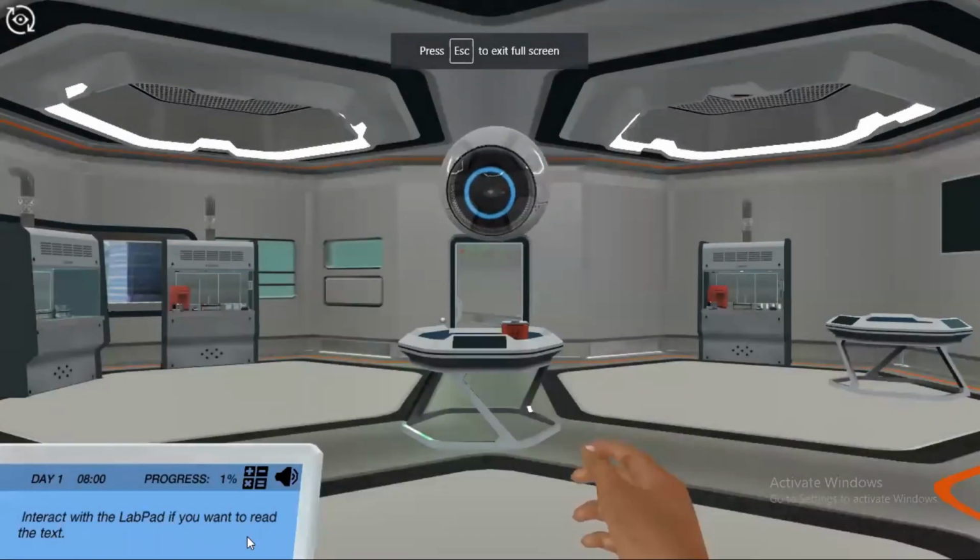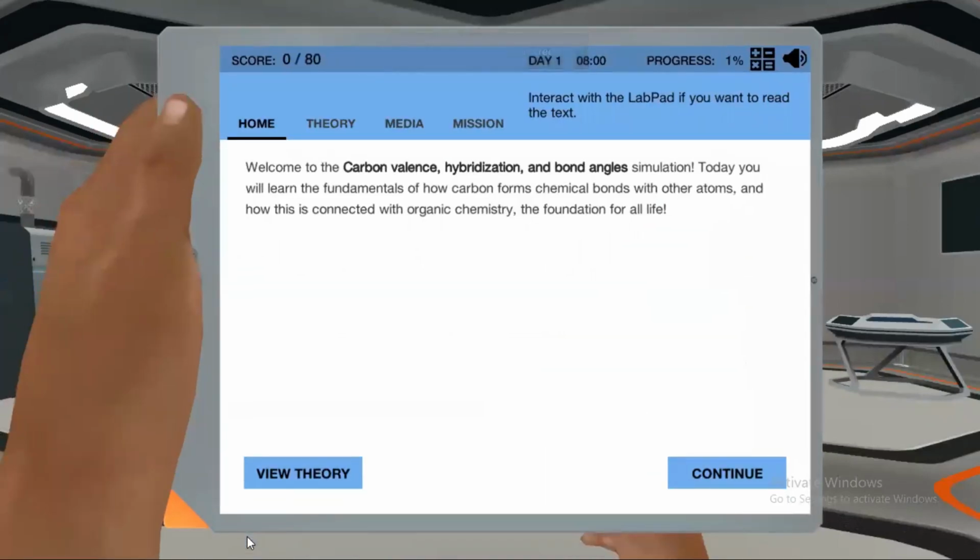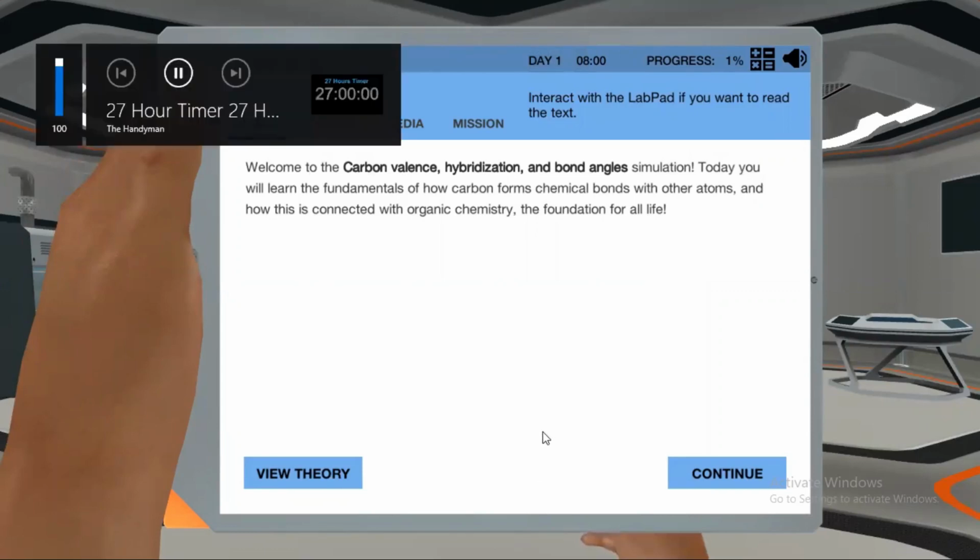Welcome to the carbon valence, hybridization, and bond angles simulation. Today you will learn the fundamentals of how carbon forms chemical bonds with other atoms, and how this is connected with organic chemistry, the foundation for all life.